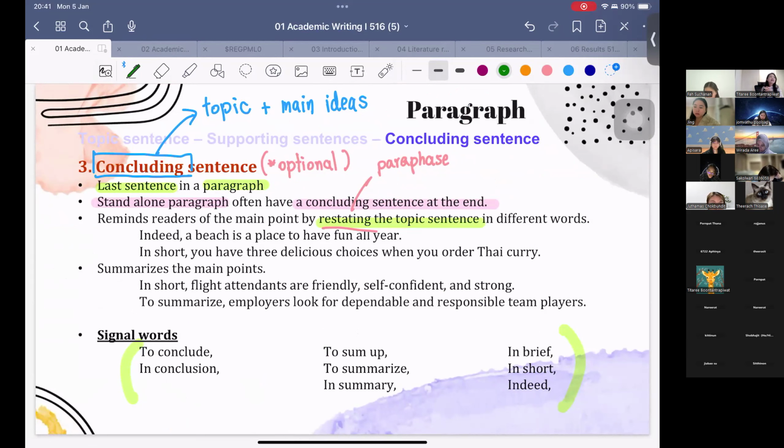Last but not least is the concluding sentence. A concluding sentence is like writing a summary. Technically, it is a summary. If your whole writing is one paragraph only, you need to write a concluding sentence.